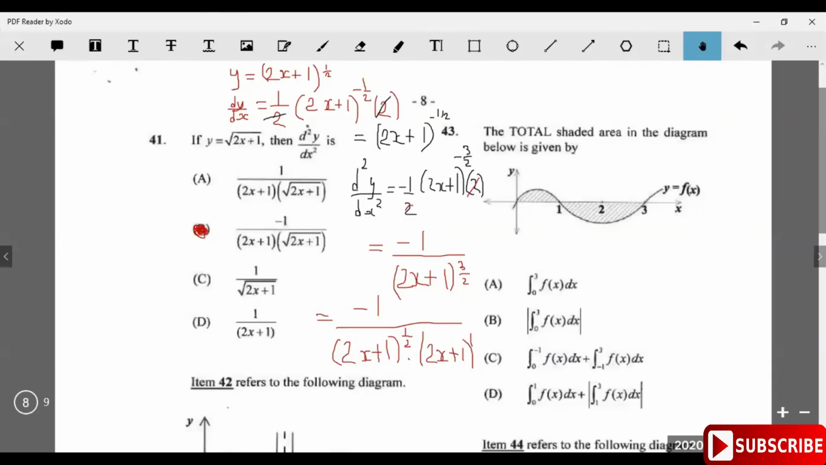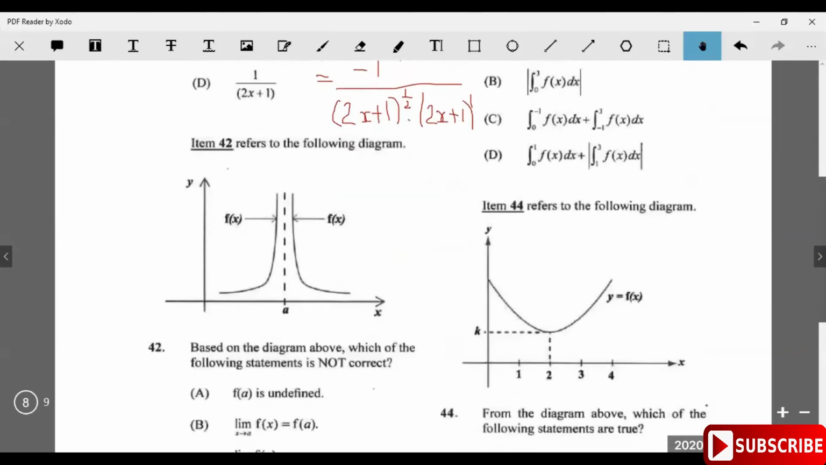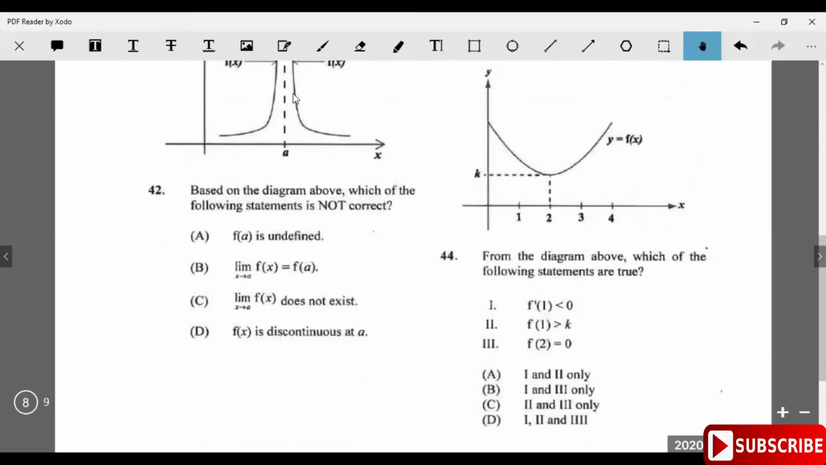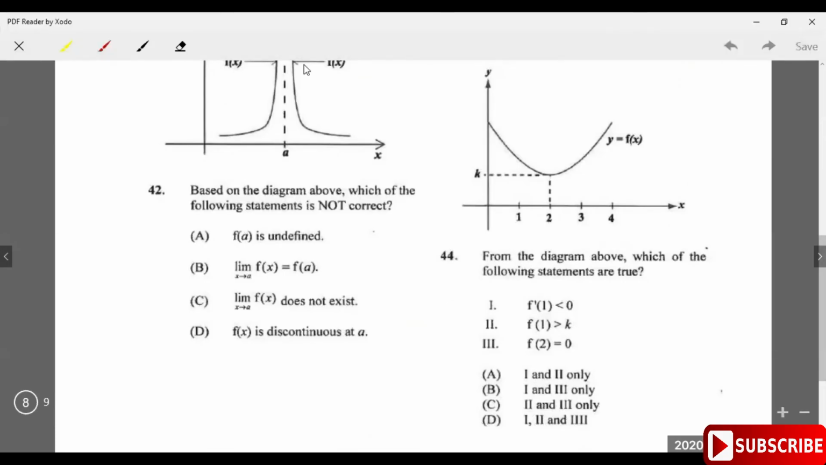That's question 41. Question 42 is a repeat question from last year. We looked at that already and we said option B was not true. Question 44 is also a repeat question from last year, and we said the answer was A. So those are 2 more repeat questions.